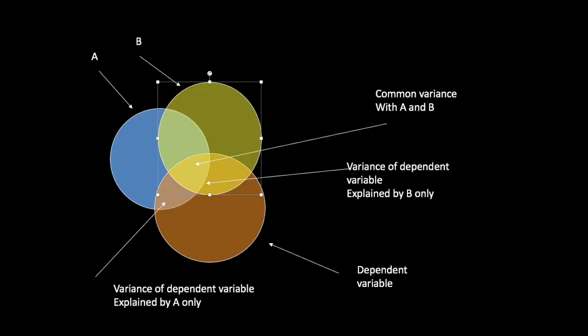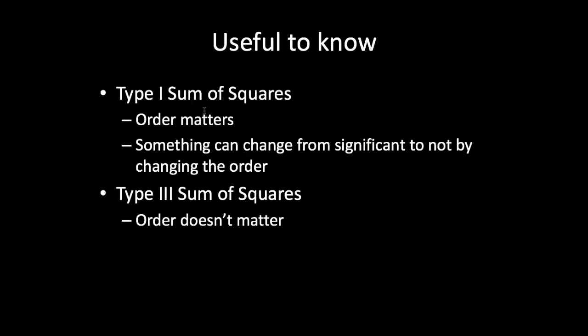So, useful things to know: in the type 1 sum of squares, order matters. Something can change from significant to not significant by changing the order that you put it in your model statement. The type 3 sums of squares, order does not matter.